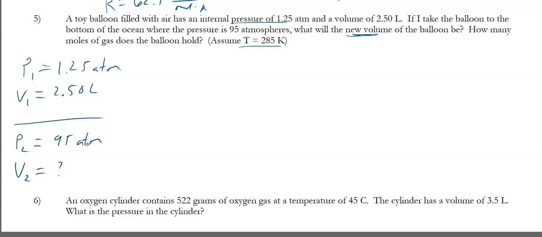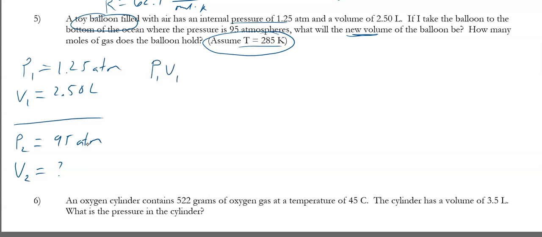Now, what about moles and temperature? It's a toy balloon, a sealed system. We didn't add gas or take away gas. We just took it to the bottom of the ocean, so we're not changing the amount of gas in there. We're just changing how those particles are spaced. And the temperature, we're going to assume remains constant because it doesn't talk about any kind of temperature change. So when I write out my combined gas law, I don't need to include moles, and I don't need to include temperature.